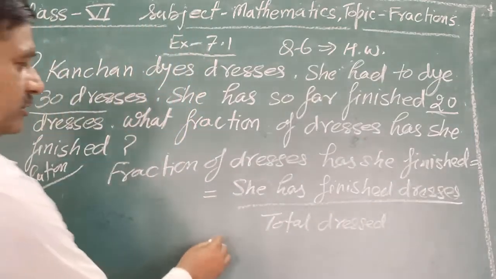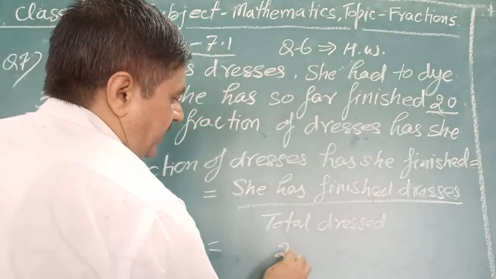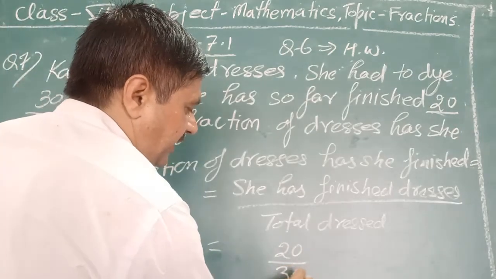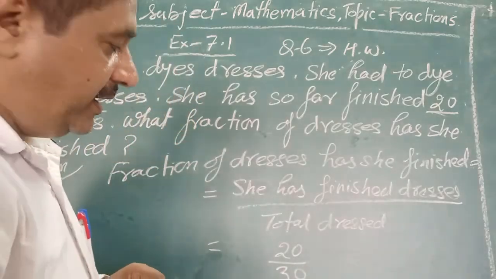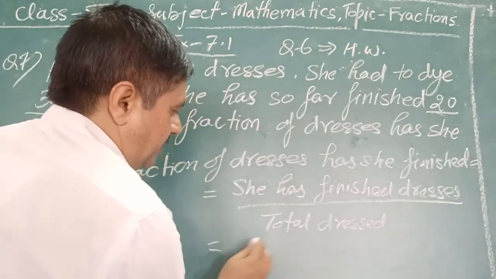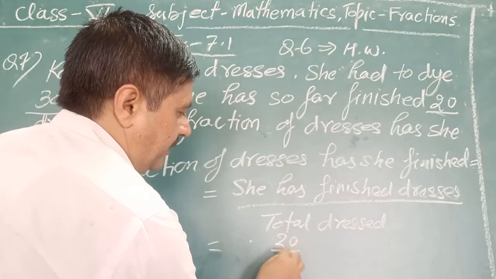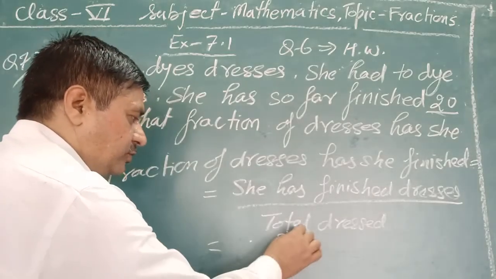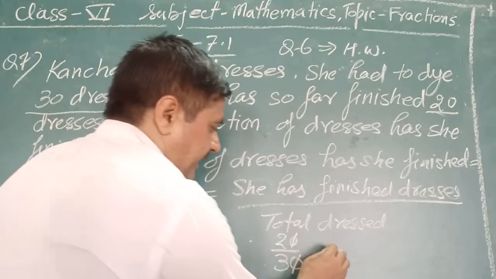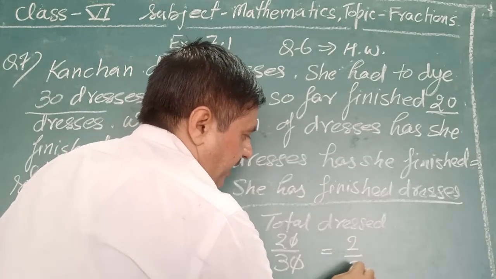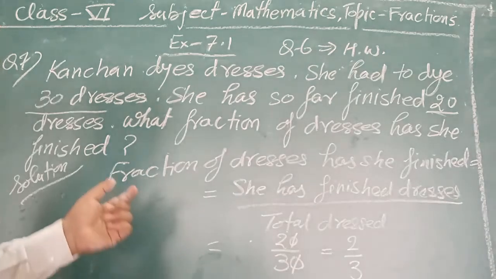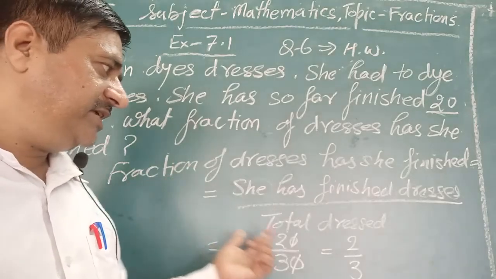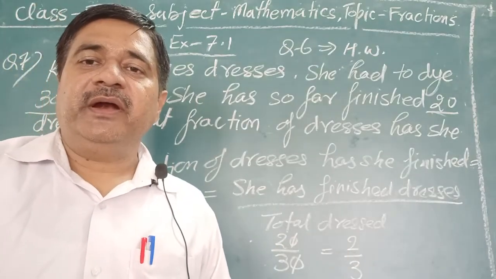So she has finished 20 dresses, and the total dresses will be 30. So you write 20 upon 30. Now the 0 and 0 will be cancelled and it becomes 2/3. So what fraction of the dresses has she finished? She finished 2/3 of the dresses.